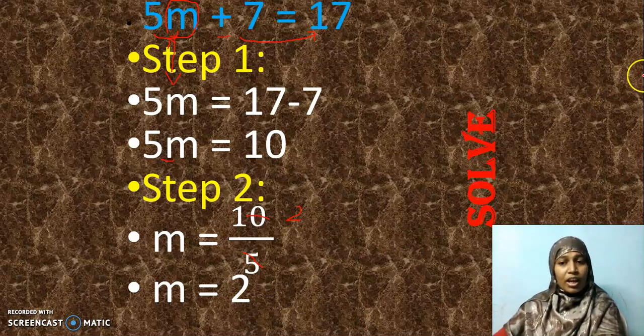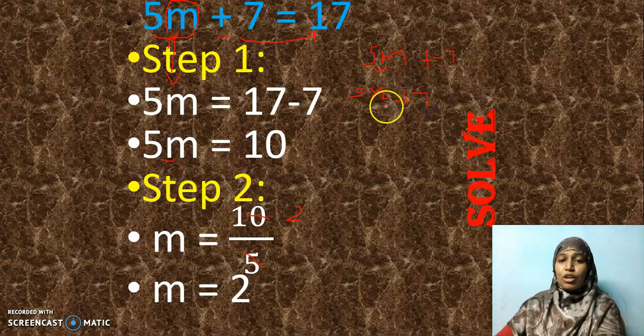Now how to check? In the previous video, we learned how to check whether it is a solution or not. The same way, I have to check. What is LHS? I have 5m plus 7. So what is the value of m? I have 2 here. So 5 into 2. It is multiplication between 5 and m. So I will write 5 into 2 plus 7.